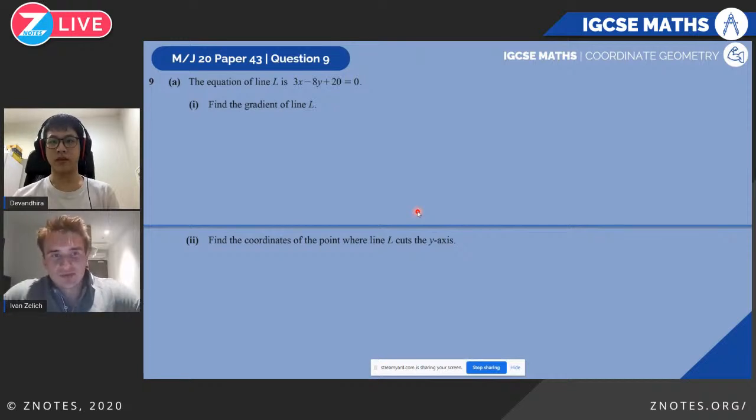So next question. The equation of a line L is 3x minus 8y plus 20 equals 0. We need to find the gradient of the line L. Now, gradient is just m. So what we need to do is find it in the form y equals mx plus c. So this is all about rearranging the equation.